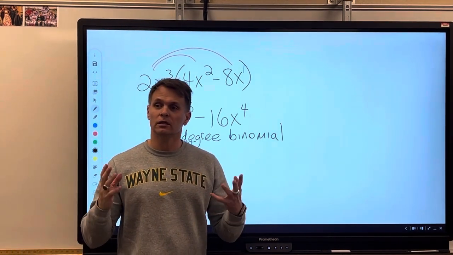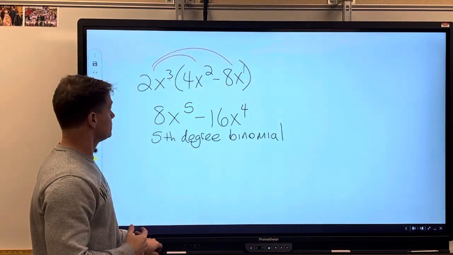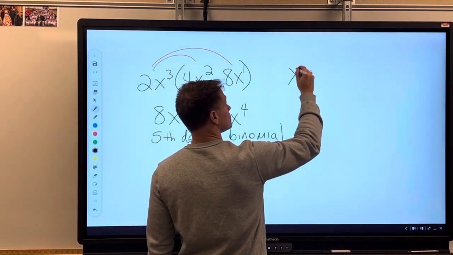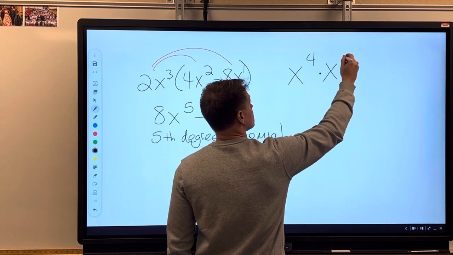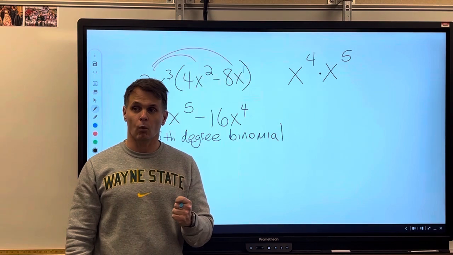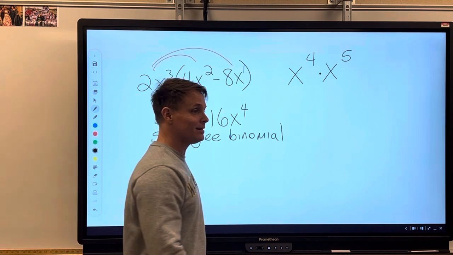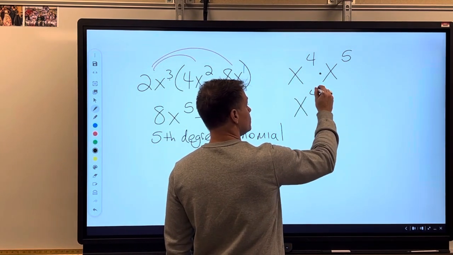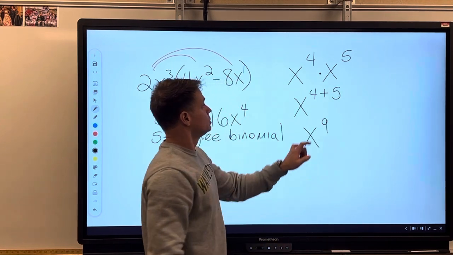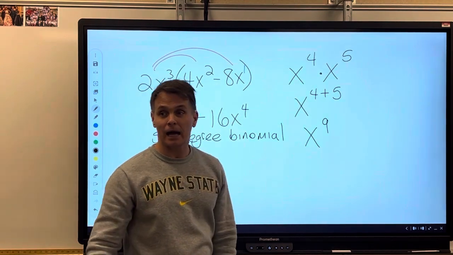So really the only thing that we're learning today that we really need to know is the distributive property. When you multiply variables, they don't have to be like terms to multiply. What do you do with the exponents? You add them. That's the only thing that we have to know about multiplying polynomials: they don't have to be like terms, and when you multiply the variables, you add the exponents.